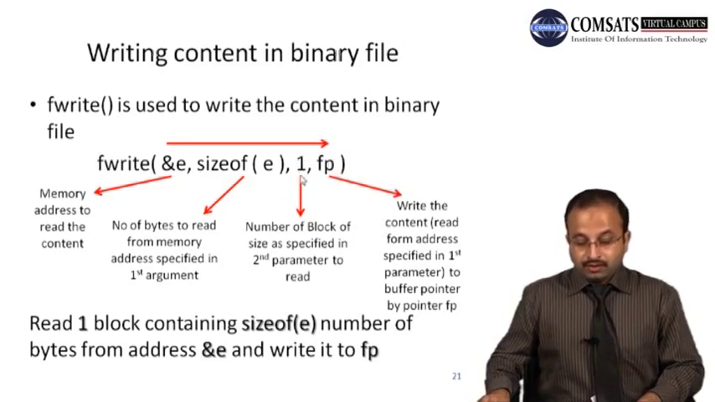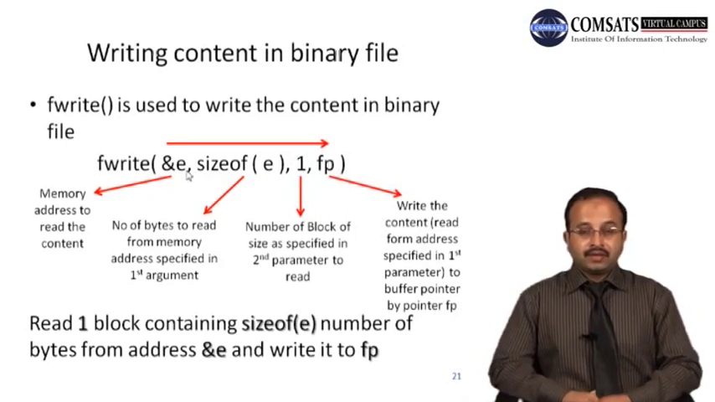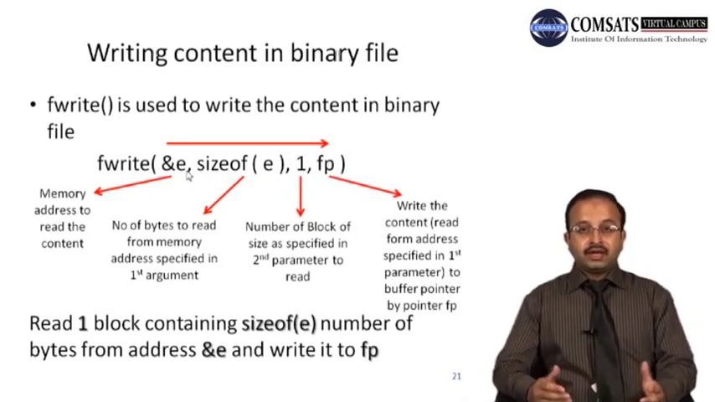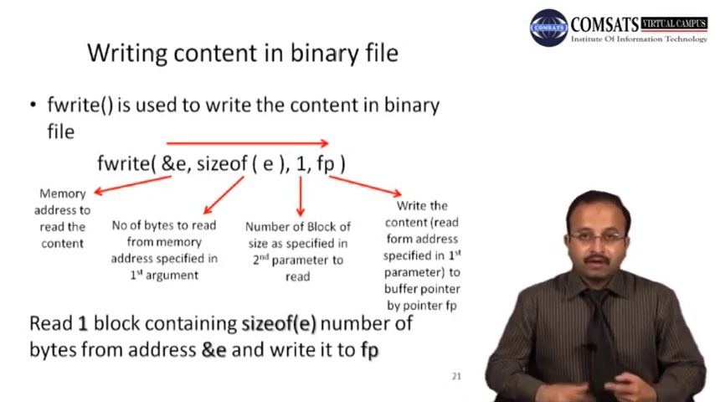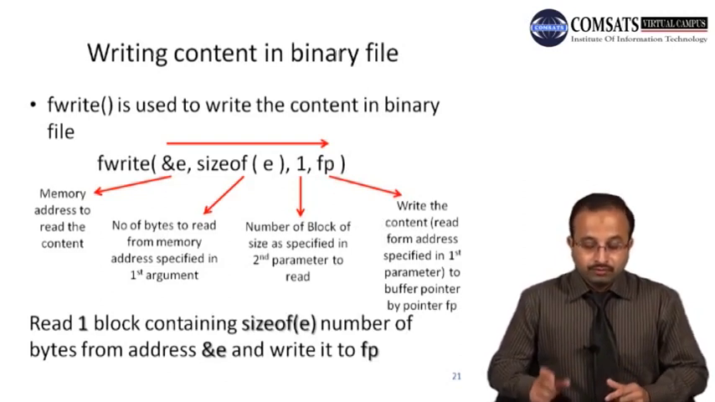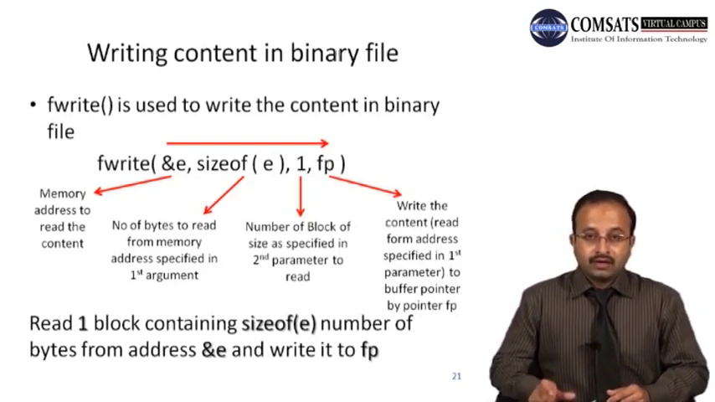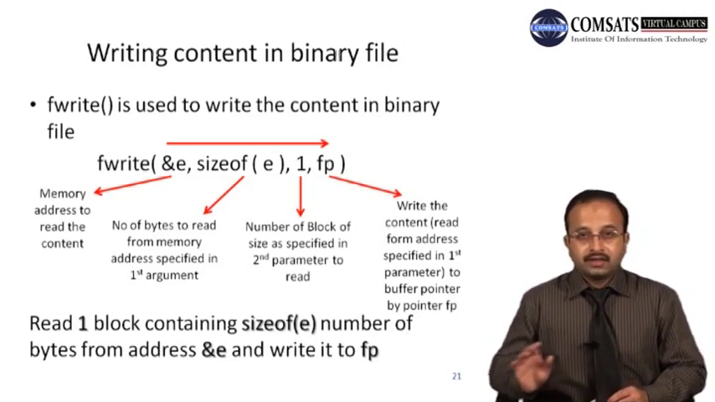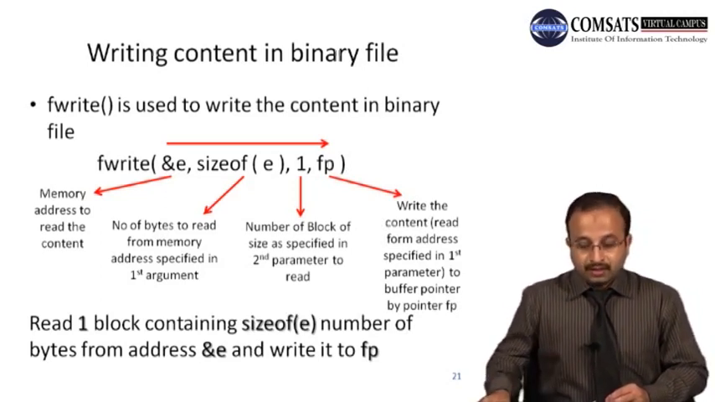Now in which situation can we have two over here? For example, if e is an array, let's say हमारे पास e जो array है वो 5 elements की array है, and we have filled up that array. Now we use one fwrite to write the whole content of that array in that file. In that case we have to write 5 over here.